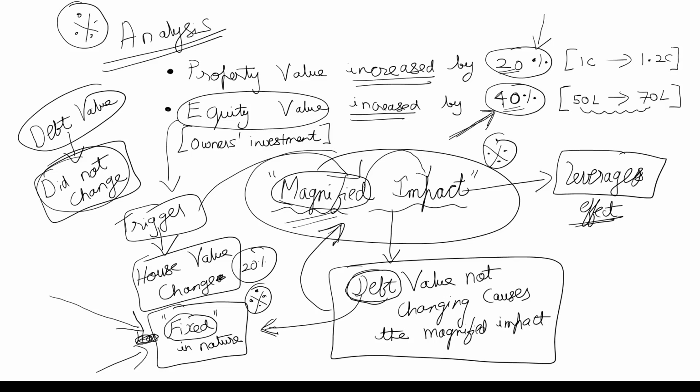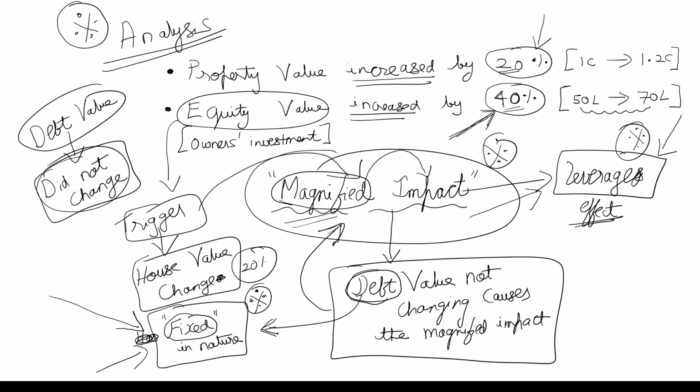Okay, so we bought a house, we saw the property value increasing, and we saw a magnified impact on equity value. We concluded that the magnified impact was because of debt, which is fixed in nature, and we said this magnified impact is also called the leverage effect. And we said this is what we are going to be mainly discussing in this topic. Okay, fine. What am I going to do next?